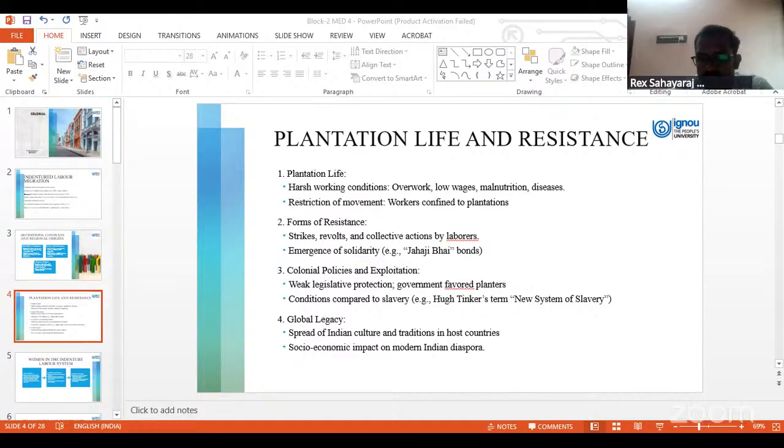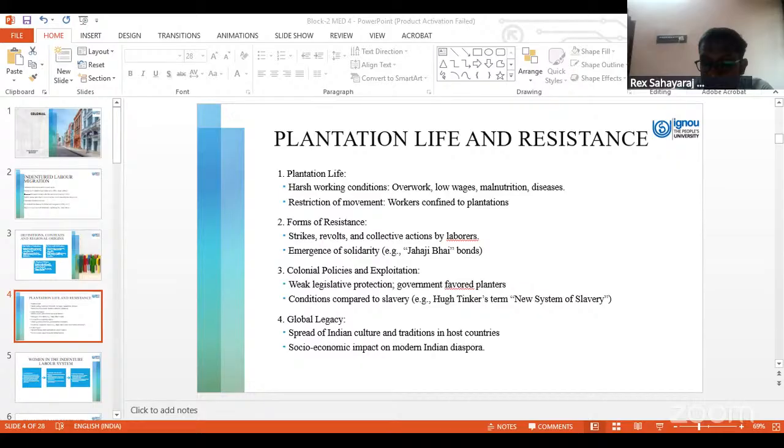In Mauritius, the laborers had to work 9 hours per day from Monday to Saturday, and 2 hours on Sundays. So even Sunday was not given as a holiday. They say that for 2 hours they have to work on Sundays.